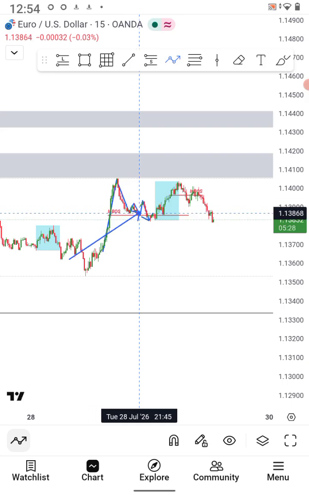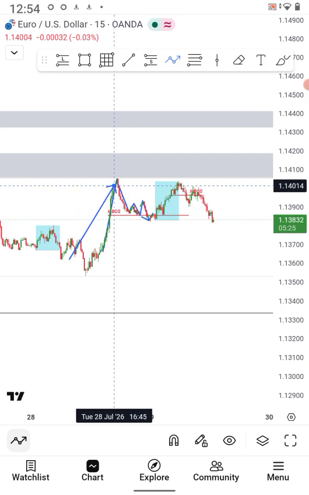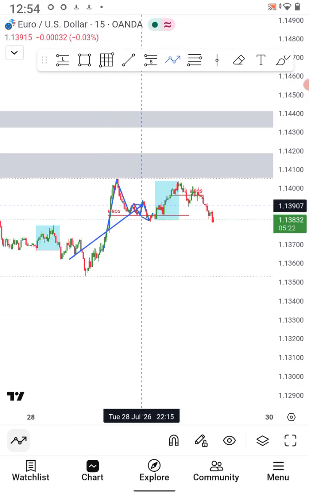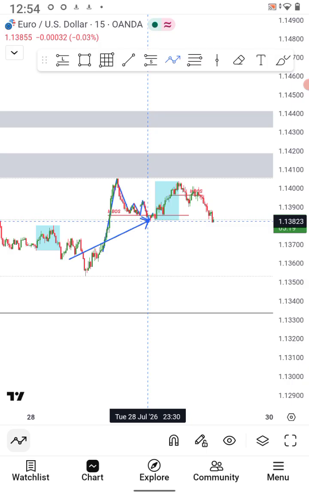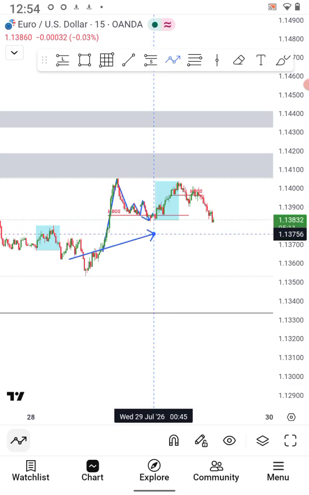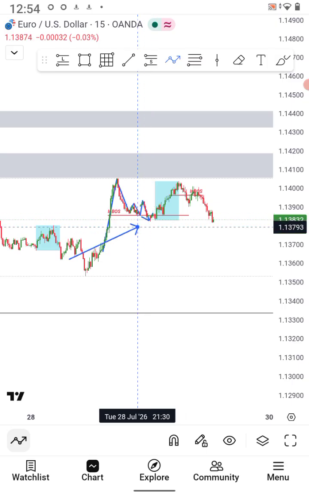It created a structure or broke any structure while it was going up. Since there's no structure here, it created a structure here, engineered a structure and broke it. Once I see that the market did this, I can now go and place my pending order here, that okay, when the market comes to my point of entry, it is going to drop. Are you getting it now?